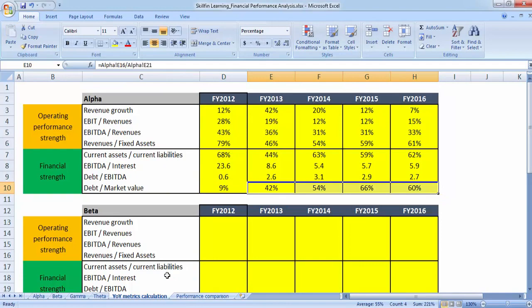Notice again how the total debt of the company has increased dramatically since 2012, and therefore it has gone up quite a lot over the years. So in this way, we have also now calculated the financial strength metrics of the company, and we have done that for all the years from the year 2012 to the year 2016.